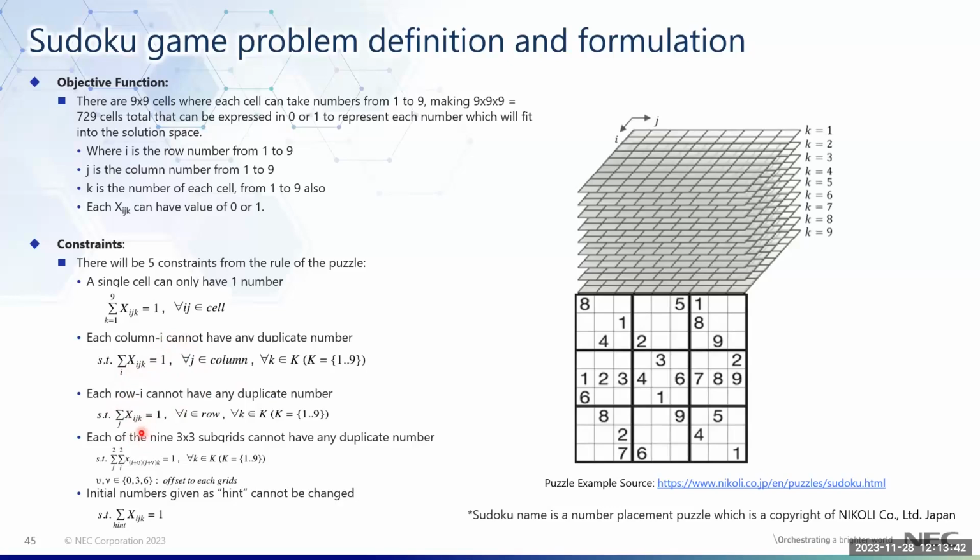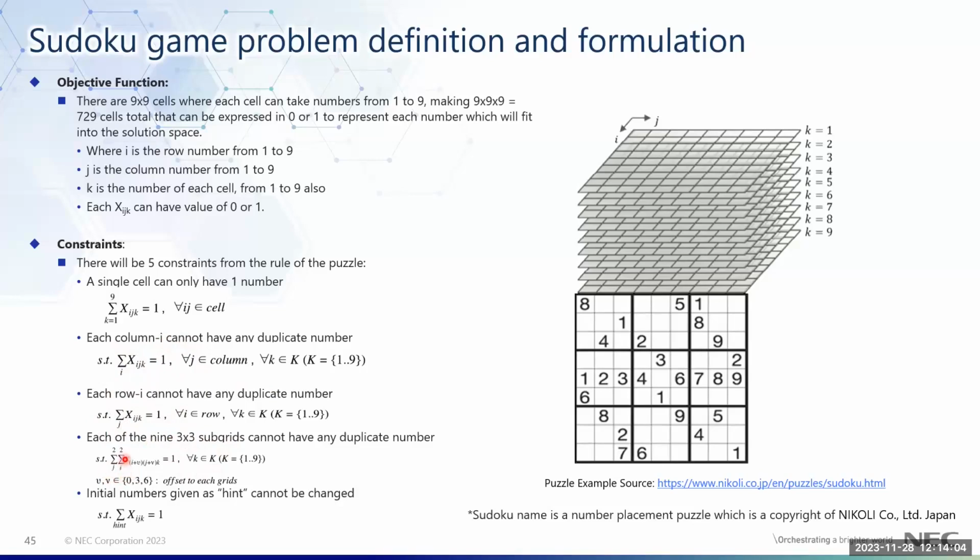Then again for the row i, what was for the column is the same for the row. And again for here the summation is through j. You will see that that is the third constraint. The fourth constraint is each of the 9 3 cross 3 subgrids cannot have a duplicate number, also part of the rule, but we represented it slightly differently.